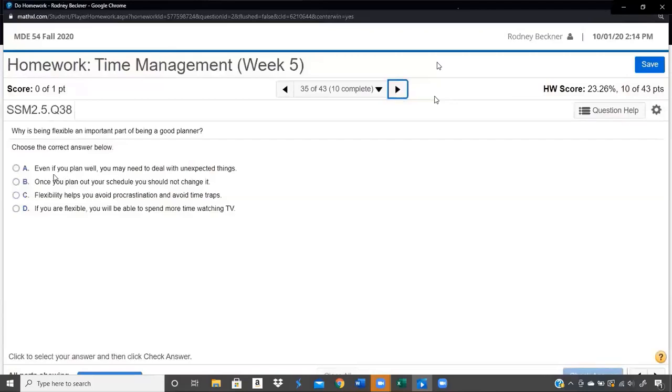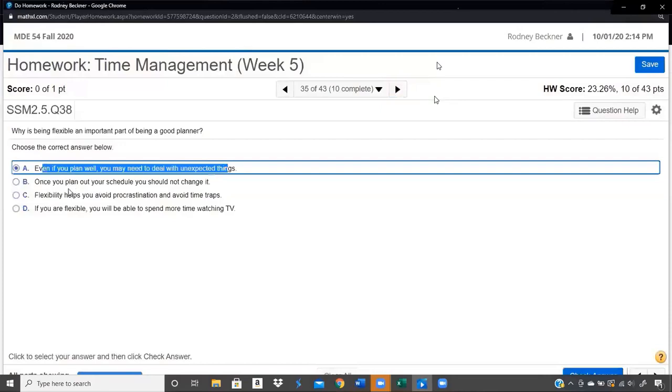So why is being flexible important? Even if you plan well, you may need to deal with unexpected things. Ooh, that sounds good. Once you plan out your schedule, you should not change it. I think I just described a fun way involving that. Also, poor Disney employees, if anyone heard about that, geez.